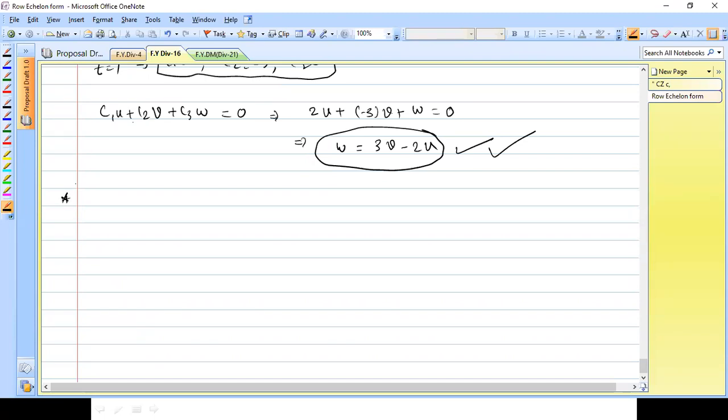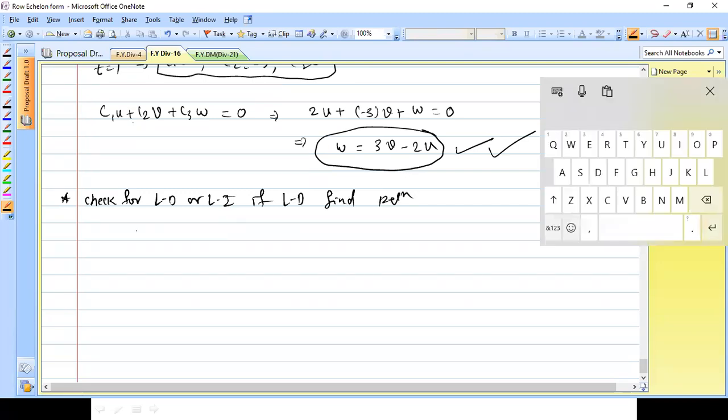Write down here. Just try to solve here. Check for linearly dependent or linearly independent. If linearly dependent, find the relation. That is what the question is. So your x they have given is 1, 2, 3, the first vector. Y they have given 3, 2, 1. And Z they have given 0, 4, 8. Tell me whether dependent or independent.